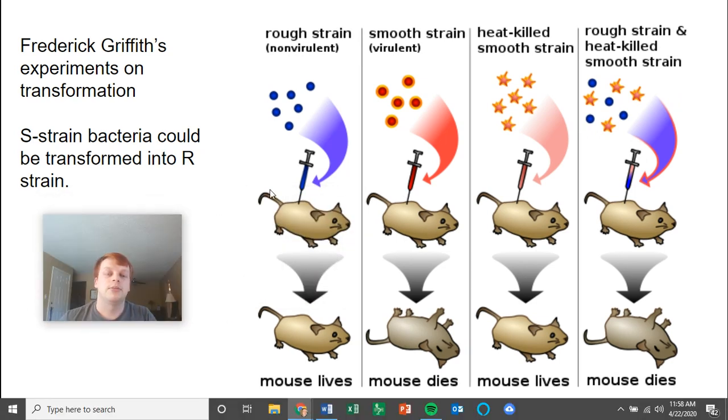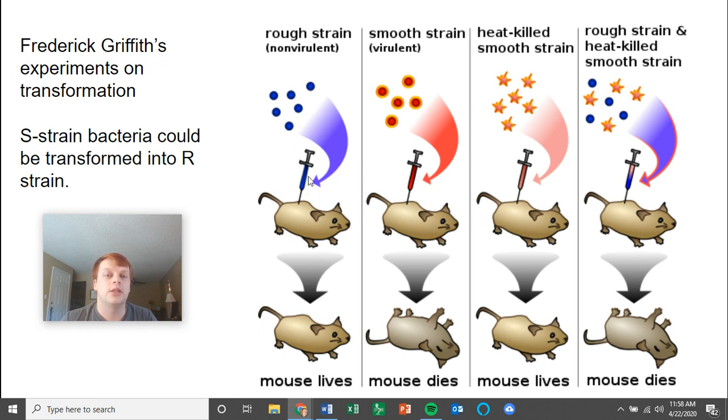Now, there are a couple of experiments that actually helped us to prove that DNA was the arbiter of genetic information. It's the place where it was held. The first was Frederick Griffith's experiment on transformation. So Griffith was looking at bacterial transformation in mice. And he had 2 different strains of a bacterium. The first was a rough strain, which means it's non-virulent. And we talked about virulence in our epidemiology unit.